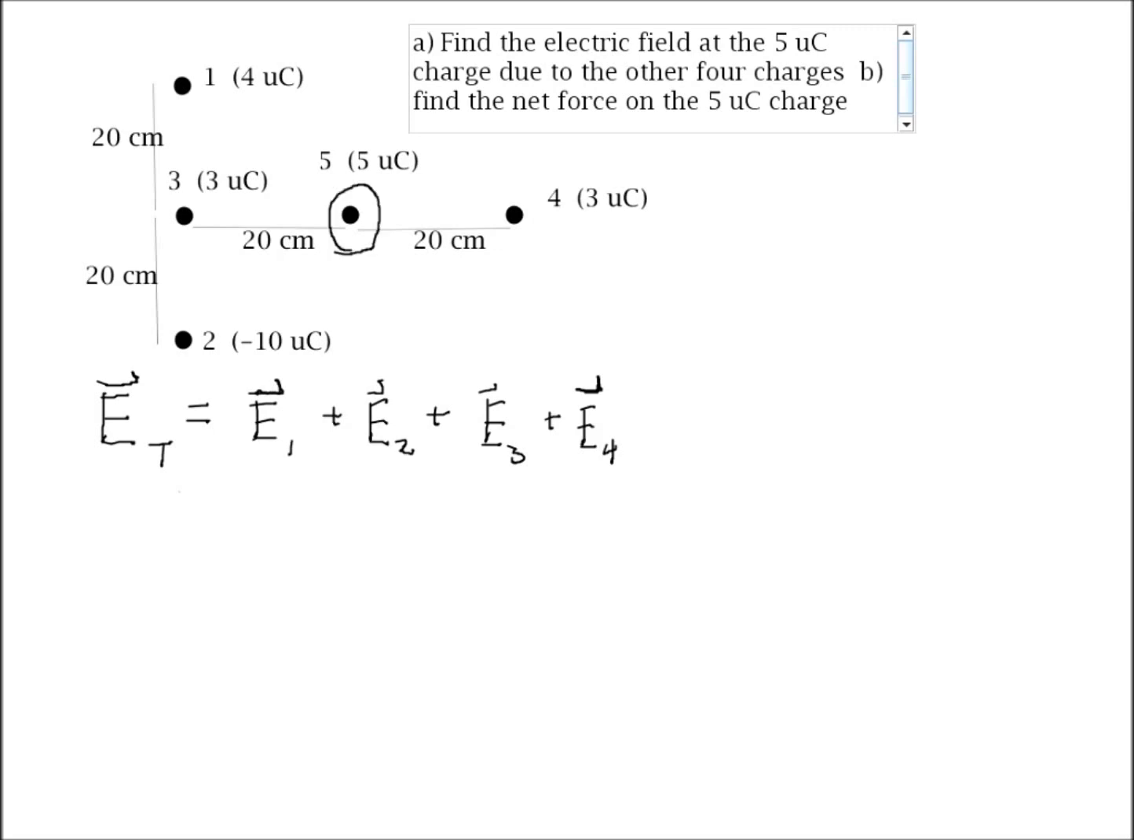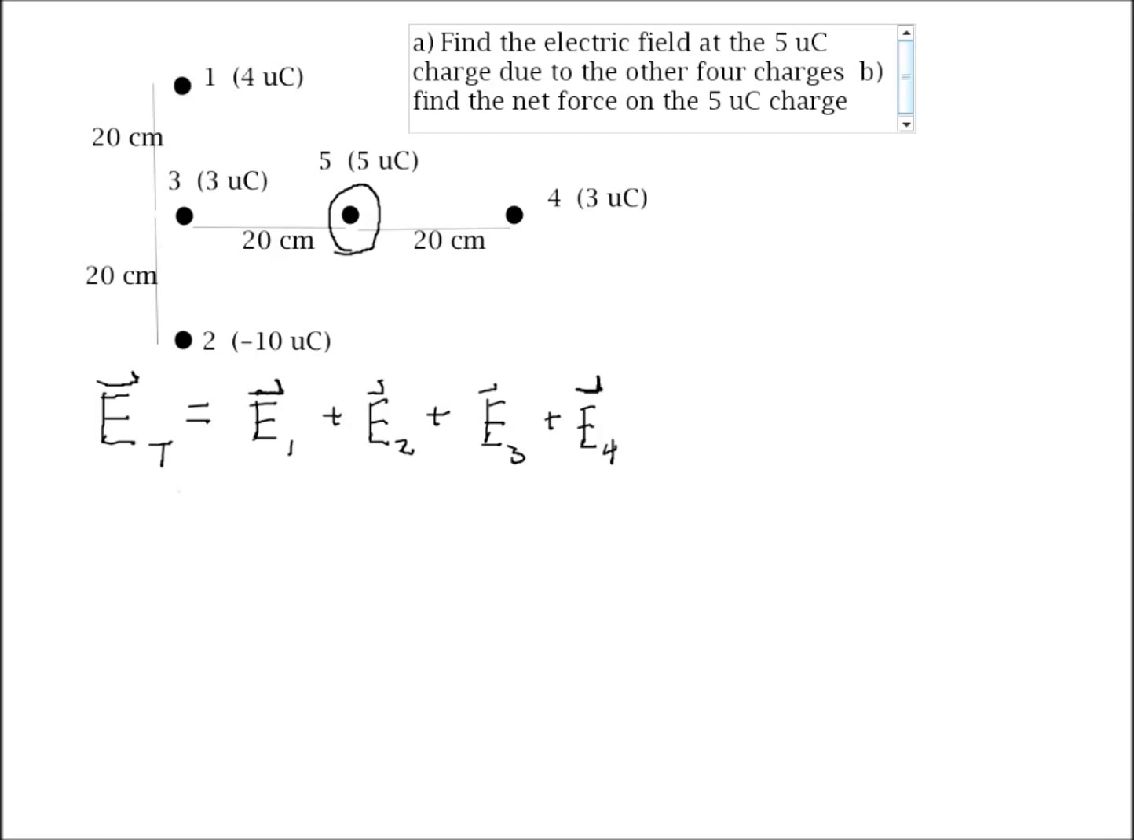Okay, notice that I do not have a term for the electric field due to that 5 microcoulomb charge itself. Charges do not experience their own electric fields. So when we're trying to find the electric field at that spot, we don't have to include the charge that's at that spot. Okay, so what we need to do is find the electric field due to each of these 4 other charges at that point where the 5 microcoulomb charge is.